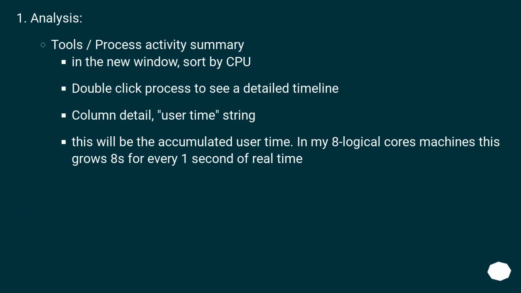Analysis. Tools, Process Activity Summary. In the new window, sort by CPU. Double-click a process to see a detailed timeline. Column detail, user time string. This will be the accumulated user time. On my 8 logical core machine, this grows 8 seconds for every 1 second of real time.